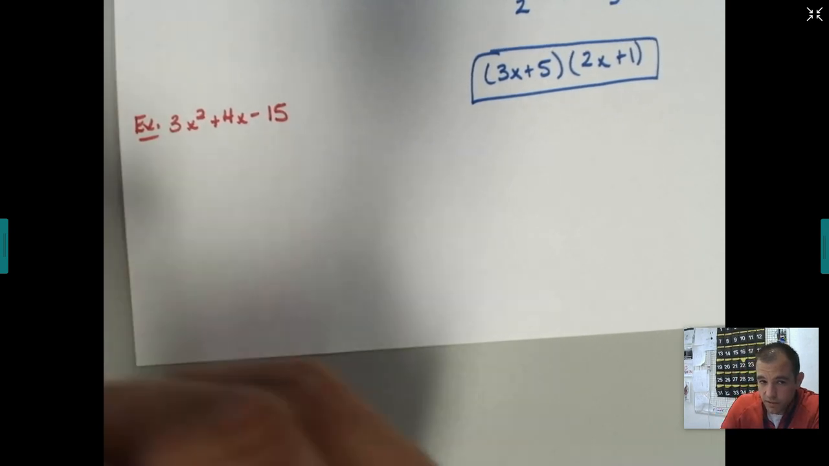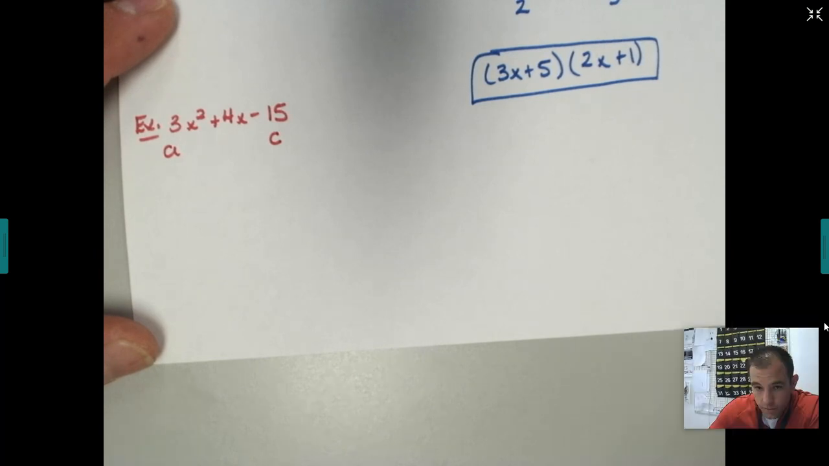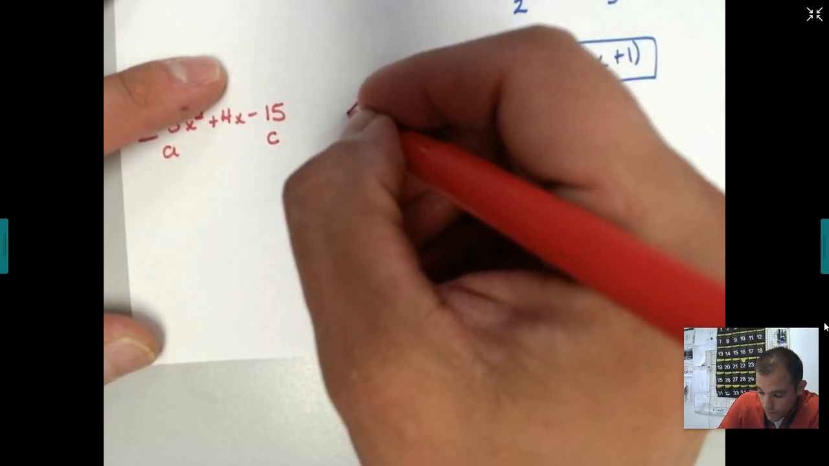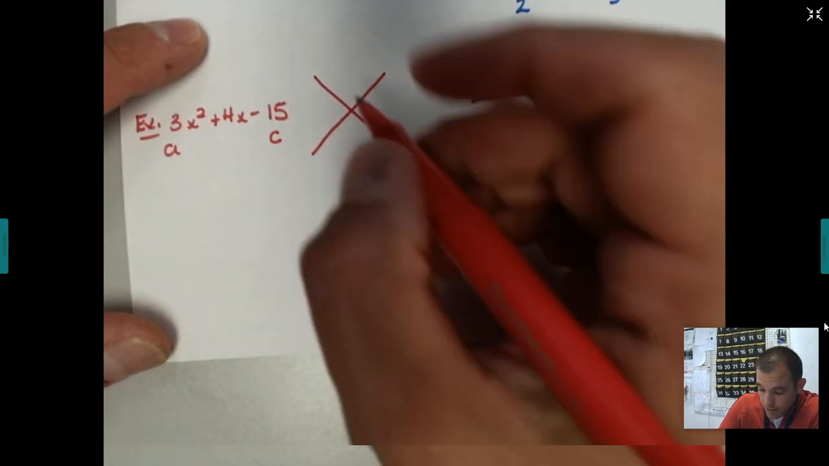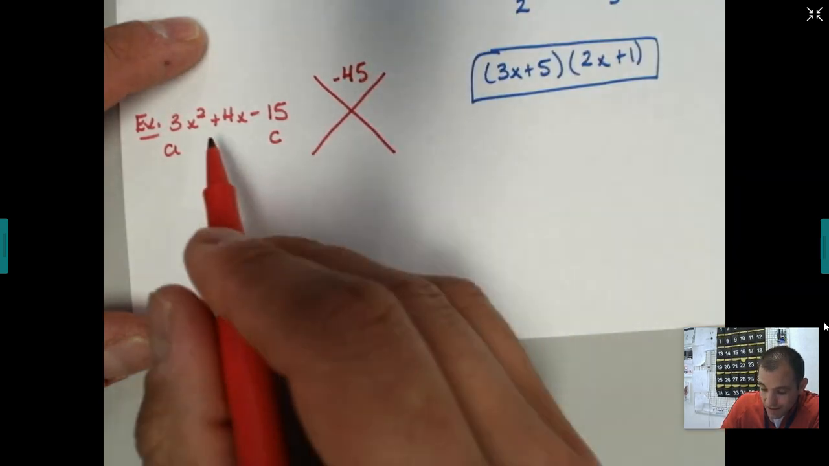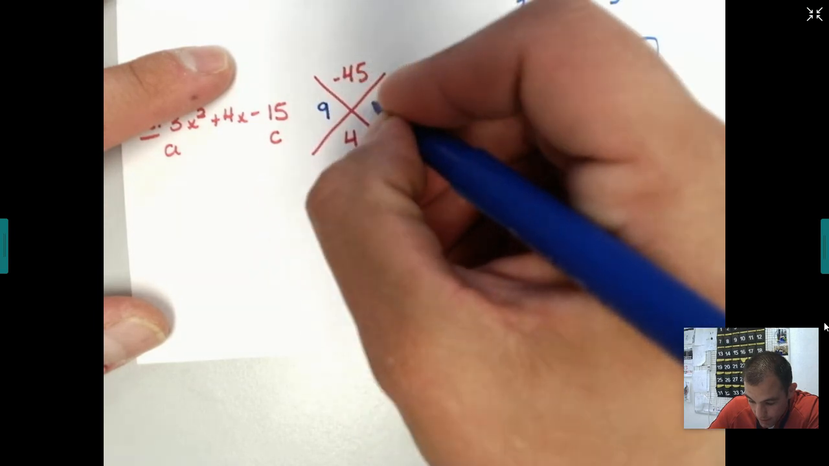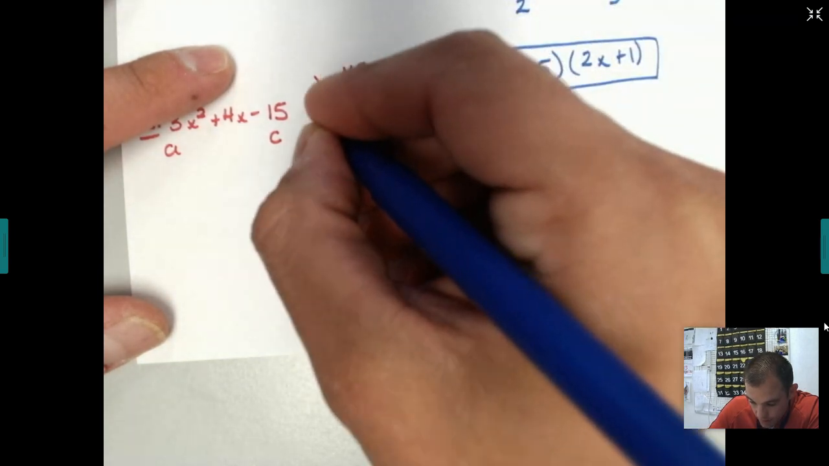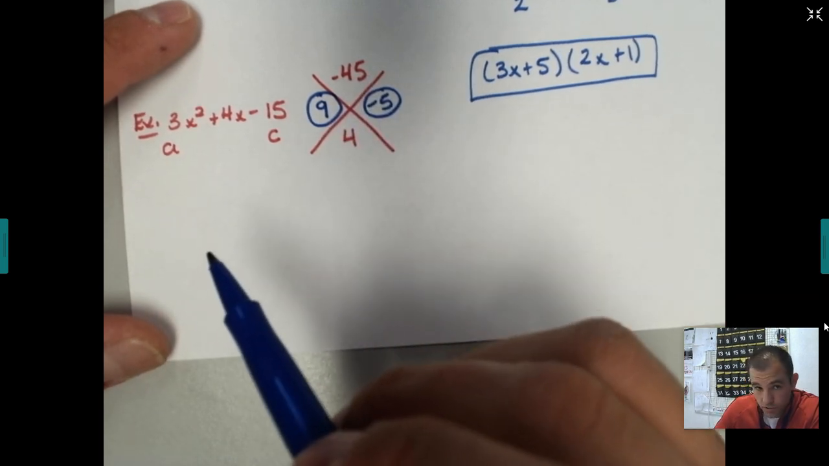Okay, 3x squared plus 4x minus 15. We have a in front of x squared. We have c without a variable. All right, so we make our big X. 3 times negative 15 now is negative 45, and we need it to add to give us 4. So we have to try to think about what would multiply to get negative 45, but what would add to give us 4. If we went through our numbers, we hopefully would end up at 9 times negative 5. 9 times negative 5 would get us negative 45. 9 minus 5 is 4. Positive 4, so it works.